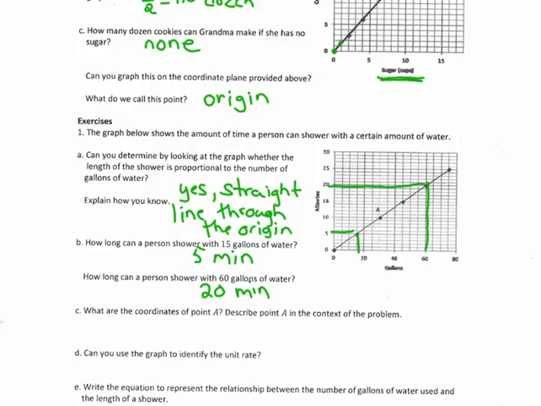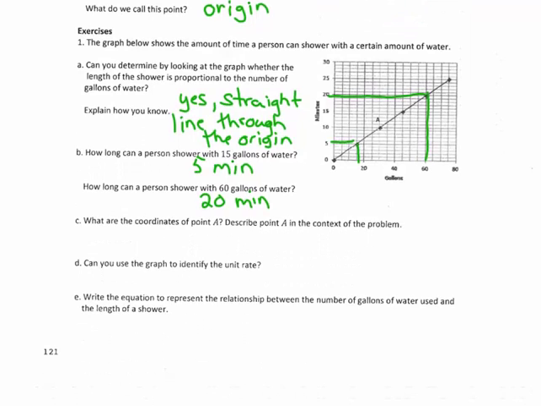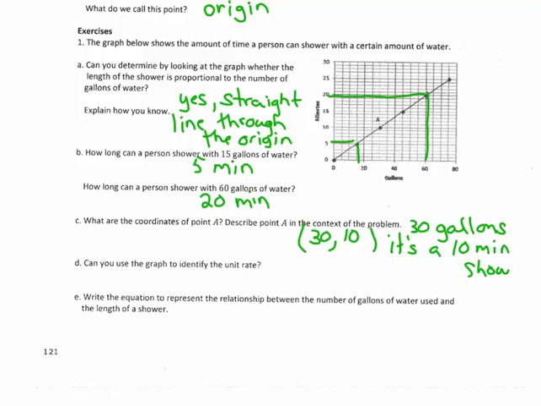What are the coordinates of point A? Well, let's see here. Point A, again we're counting by 5s, so it's 25, 30. And if I read over, it's 10. What does that mean in the context of the problem? So with 30 gallons, it's a 10-minute shower. Okay, can you use the graph to identify the unit rate?